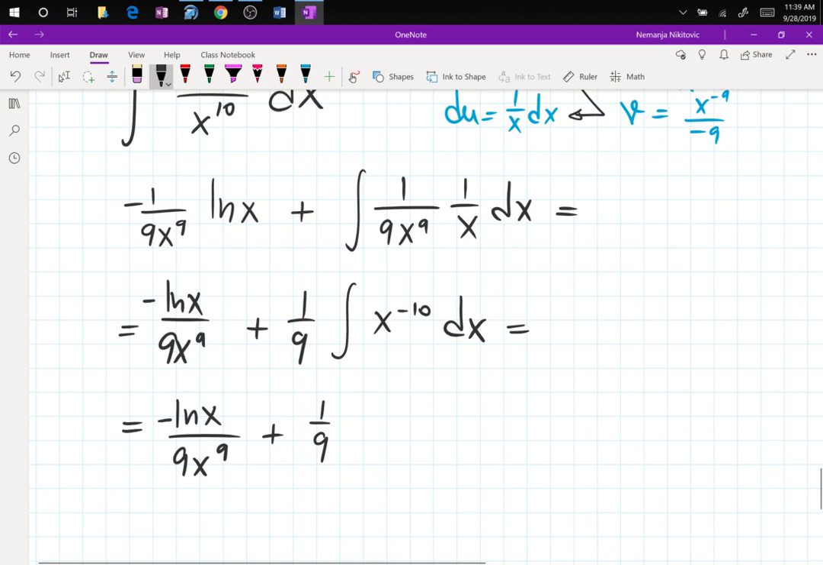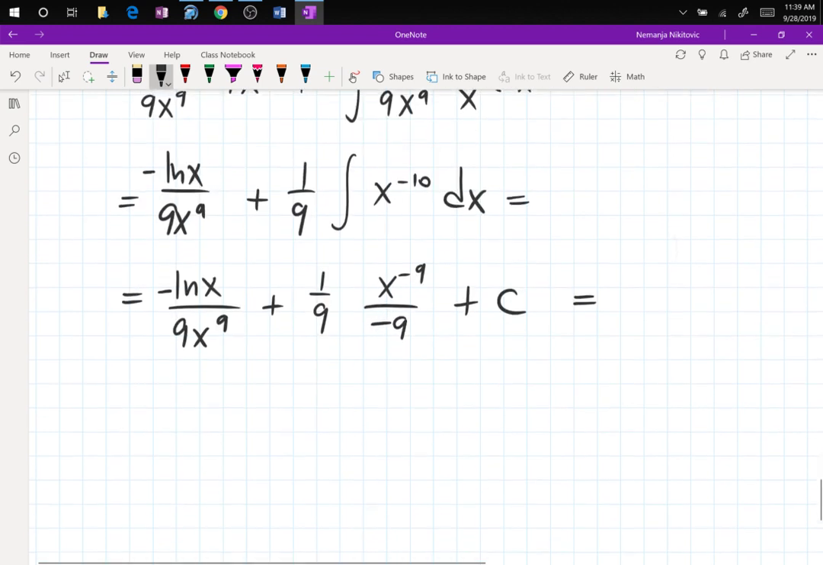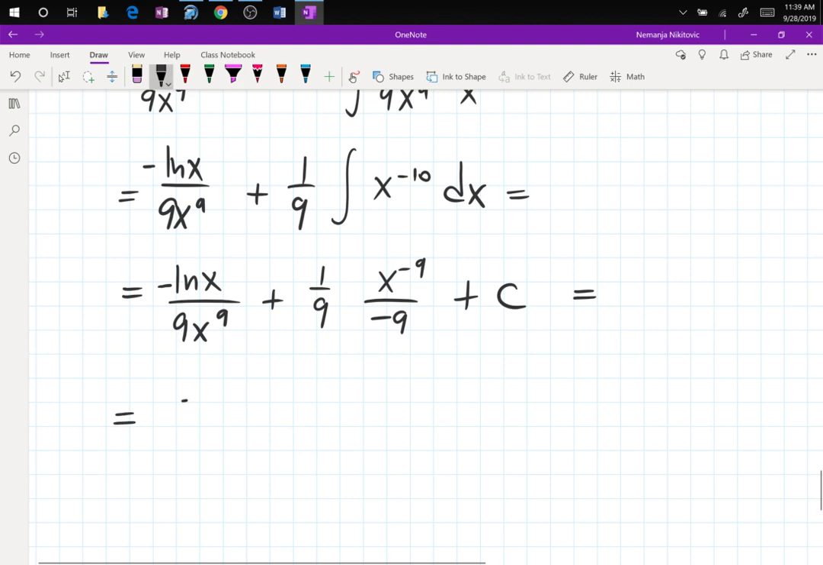The integral of x to the negative 10 is going to be x to the negative 9 over negative 9 plus c. Now we have to deal with all of this mess and factor, and so we have negative ln x divided by 9x to the 9 minus, and I'm going to have 1 over 81x to the 9 plus c.